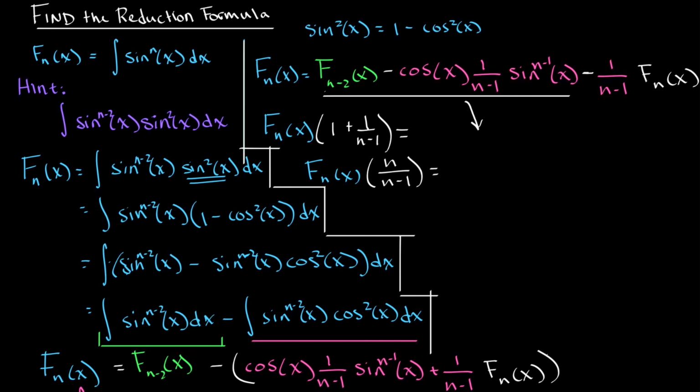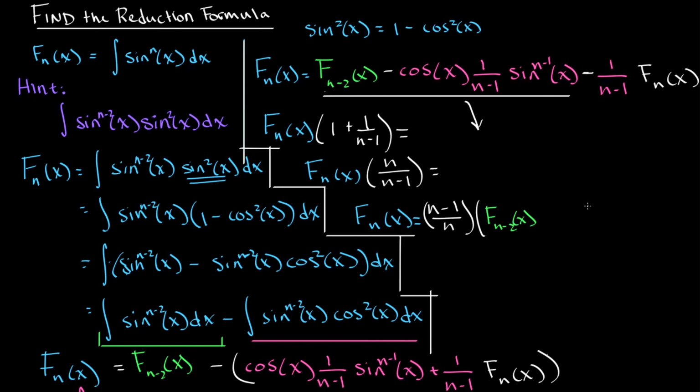And then finally, here we go. This is it. Capital F sub n of x is going to be equal to, we're going to multiply both sides by n minus 1 over n. So we're left with this right here. We're left with n minus 1 over n times what we underlined over here. Let's see if I can fit it. So we're going to have capital F sub n minus 2 of x, okay?